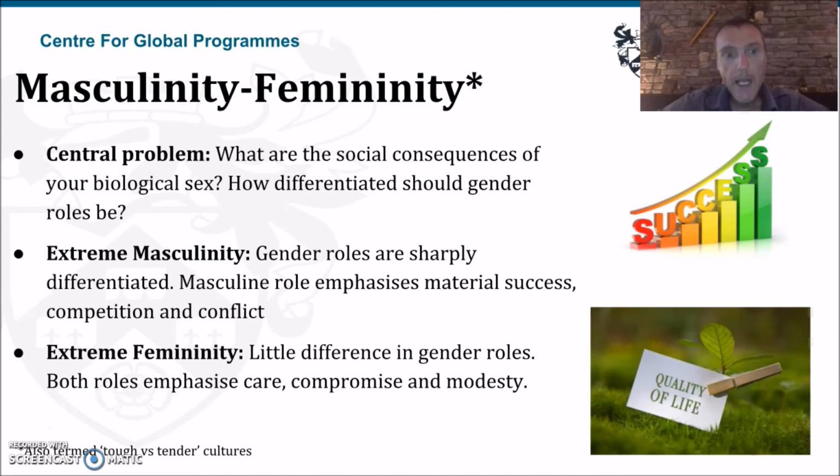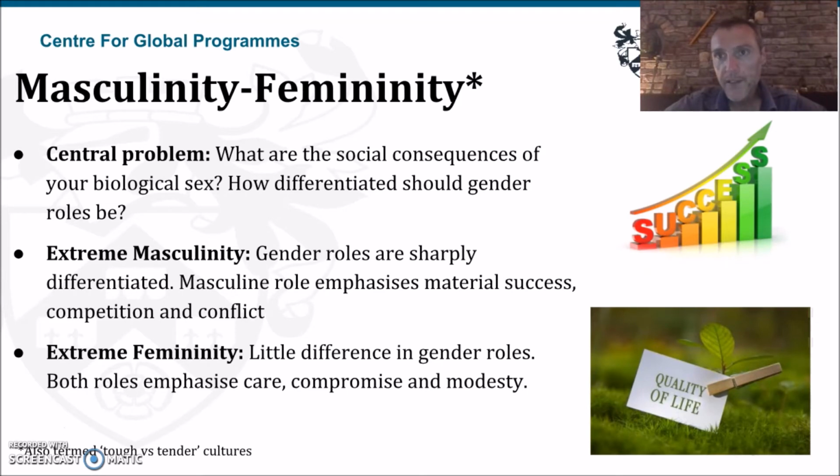Okay, in extremely feminine cultures, the gender roles are seen as being equal. So men and women can do the same kinds of things and should do the same kinds of things. Certain behaviors aren't gendered like they are in masculine cultures. Okay, and there's a tendency for both roles to emphasize care, compromise, and modesty.